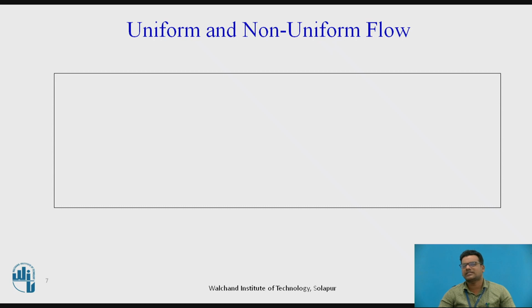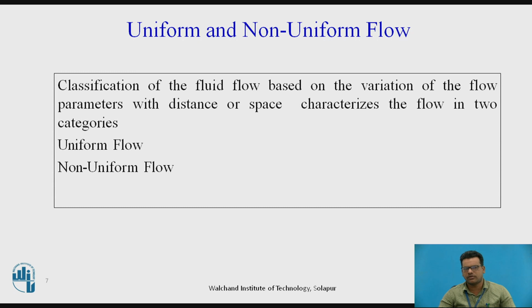Moving towards the next category or type of flow is uniform and non-uniform flow. The classification of fluid flow based on the variation of fluid parameters with distance or space, means in steady flow that is with time, and in uniform and non-uniform flow that is with distance or space, characterizes the flow in 2 categories, that is uniform flow and non-uniform flow. Let us see one by one.